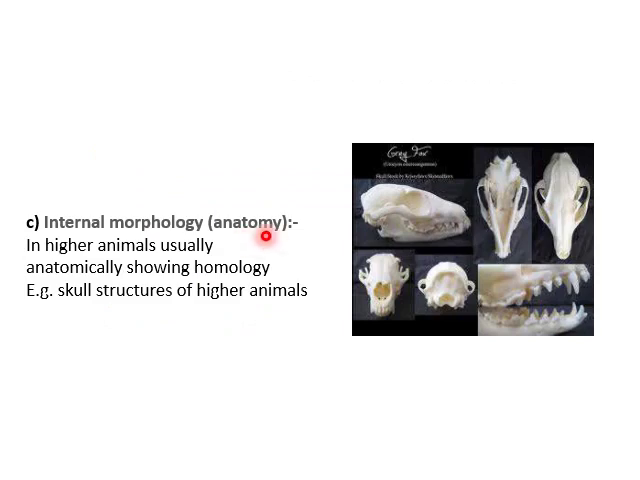Next one is called anatomy, or it can be called internal morphology. In this we have already given the example of the skull of different higher animals. Here you can see the skull of different animals. The skulls of these animals are totally different from one another.